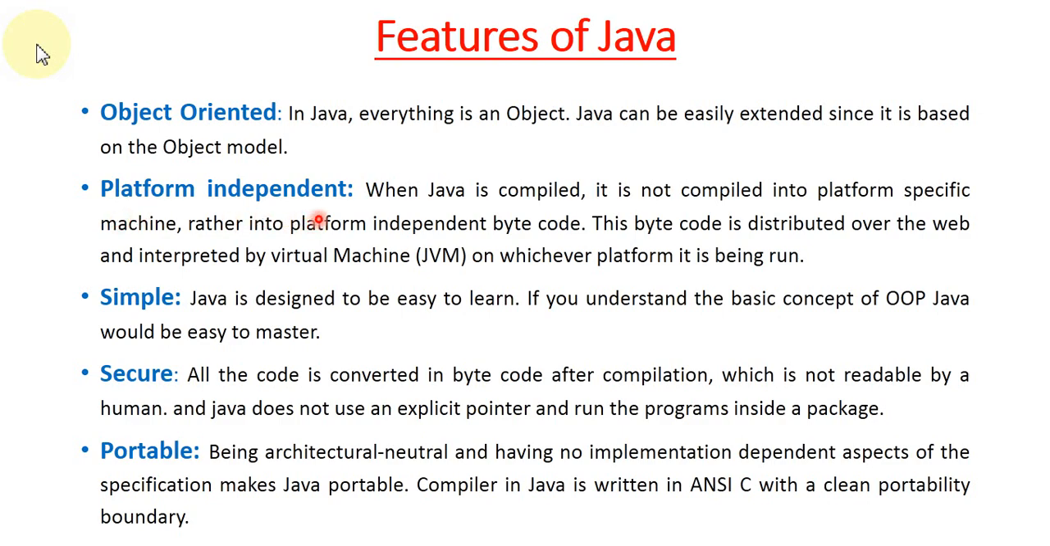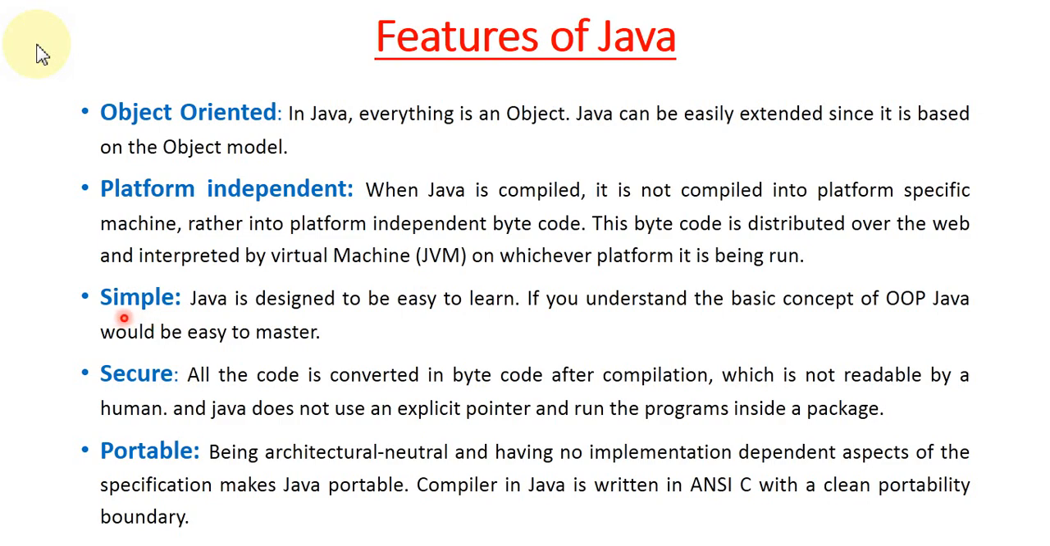The second point is platform independent. When Java is compiled, it is not compiled into platform specific machine code, rather into platform independent bytecode. This bytecode is distributed over the web and interpreted by the virtual machine, called the JVM, Java Virtual Machine, on whichever platform it is being run. Languages like C and C++ are compiled into the specific machine that we are using to run the code. But in Java, it is not. It is compiled and run on the JVM, a virtual platform that converts the code into bytecode. Bytecode is very difficult for a human being to interpret, so it is very secure.